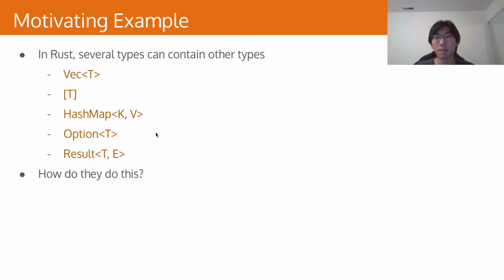So, as our motivating example, we've seen in Rust that several types can contain other types. This is most often featured in collections, where vectors can contain a bunch of other things of a different type. The same with arrays. Hash maps can contain an arbitrary key and value type, right? And then we're familiar with how Option contains Some and then a type, and then Result contains both a type for the Ok and then a different type for the error. And the question is, how do they do this? How are they able to abstract this to work with many different types?